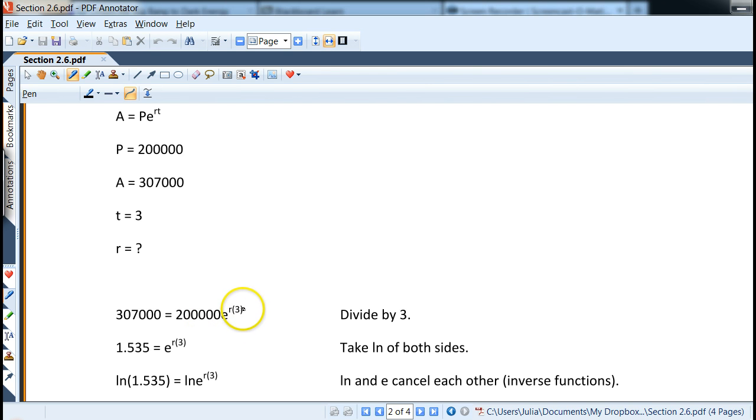So how would we solve it? Well, here's where we can use logarithms. But let's divide by the initial amount. Actually, not divide by 3 yet. You're supposed to divide by 200,000. Let me fix this real quick.